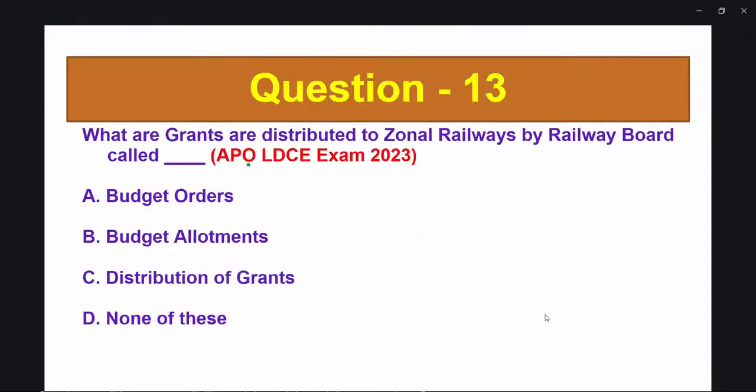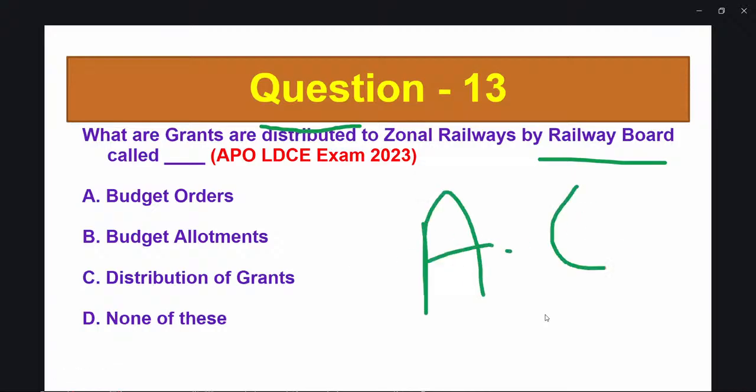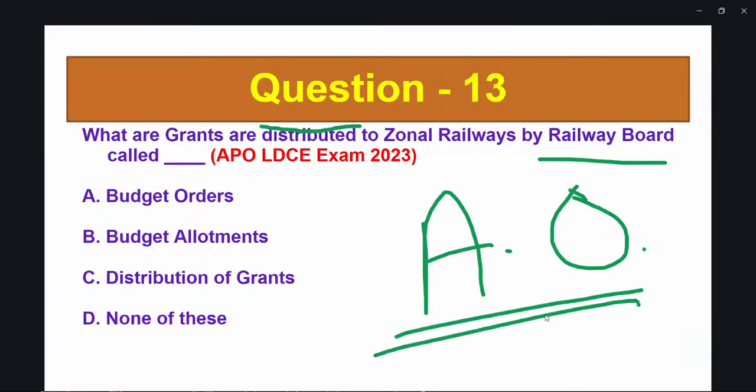What are grants distributed to zonal railways by the railway board called? Please check, it is the distribution. Already I told one mnemonic word. What is the mnemonic word? AO. So you can answer very easily if you remember this. AO. Distribution. This is the APO 2023 exam.